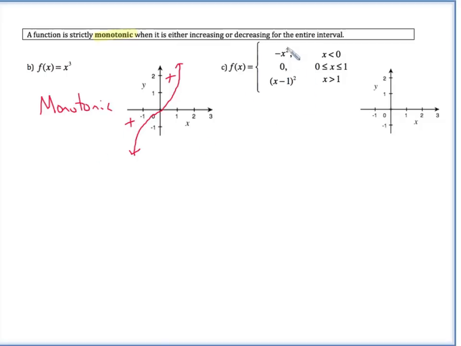Now if we look at this graph right here, it's -x² when x is less than 0. -x² looks something like this, so this is increasing. In the interval between 0 and 1, so from here to here, our function equals 0. So right there, it's constant, and our derivative would be 0. And then (x - 1)² when x is greater than 1 just looks like this, and so that's positive also. Now you can see we have positive and positive here, but because of this interval where the function is constant, we would say this is not monotonic.